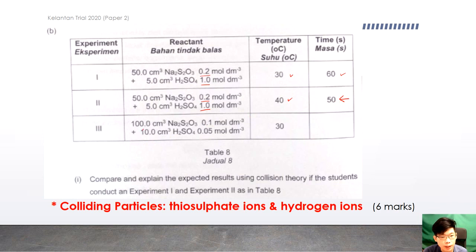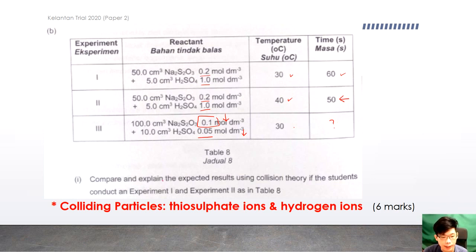Then set 3, the volume is higher for sodium thiosulfate, but the concentration is lower compared to set 1 and set 2. Then the concentration for sulfuric acid is also lower. The temperature is the same as set 1. So maybe later you will be asked about the time taken.